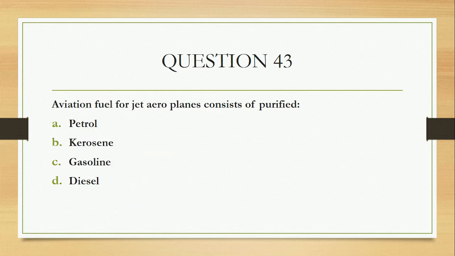The next question is, aviation fuel for jet aeroplanes consists of purified, option A, petrol, option B, kerosene, option C, gasoline, or option D, diesel. And the correct option is option B, kerosene.